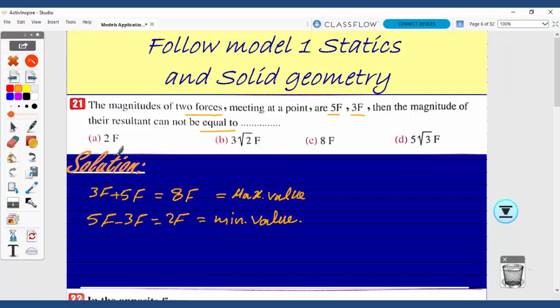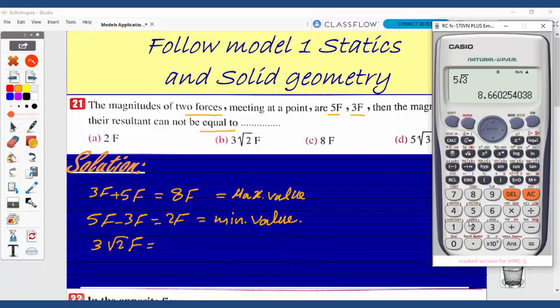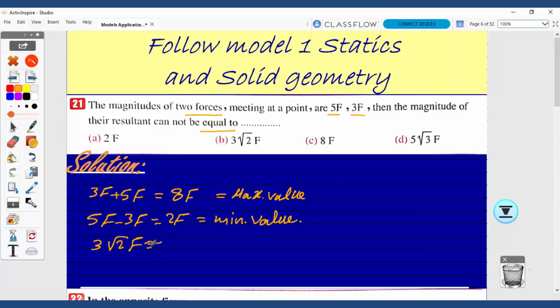What about 3 root 2 and 5 root 3? 3 root 2F, using the calculator, we write 3 root 2, which equals 4.2426, approximately equals 4F, and this is included between 2F and 8F. So we can accept this value 3 root 2F as a resultant of these two forces.